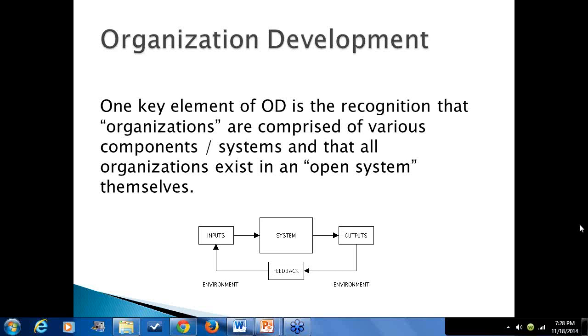Another concept that I want to share with you on this open systems theory, which is important to organization development consultants, is this idea of homeostasis. You've probably heard about that. It refers to the ability of a system to achieve a state of dynamic equilibrium.